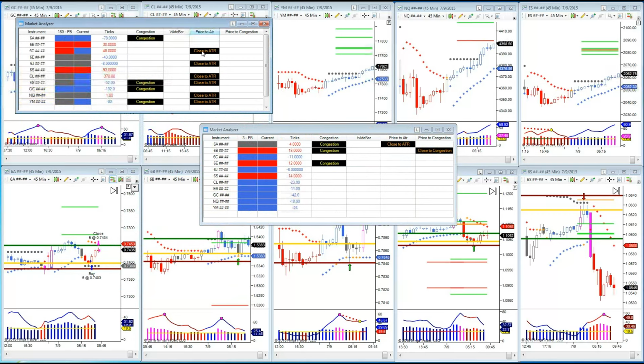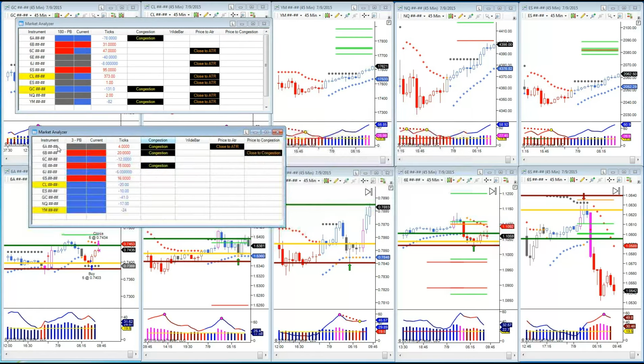Do you see how it tells me it's close to an ATR? Close to an ATR. It also tells me if it's in congestion. It tells me exactly how many ticks I am from the ATR. Right now, I know crude, just because I'm looking at this value, that this is flipping the ATR on crude right now. Okay. I can tell that just by looking at this. Over on the 3-minute, you have the Aussie is close to an ATR and the British pound is close to a congestion dot. That's one way.